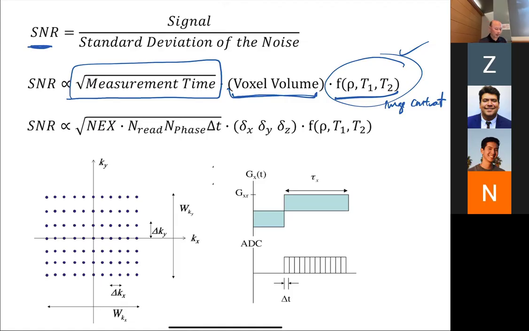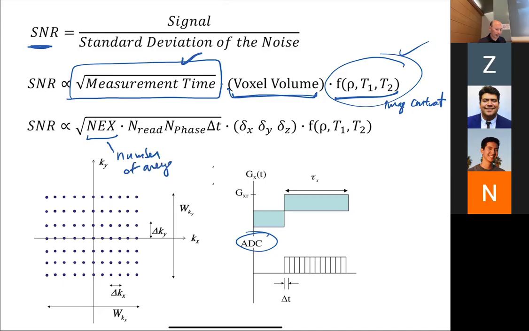Then we're going to spend a few slides talking about measurement time. Remember the ADC, which is digitizing all our signal. Essentially, the measurement time is the amount of time that the ADC is on, basically how much time you are collecting data. There are a few things here. Next is the number of averages.